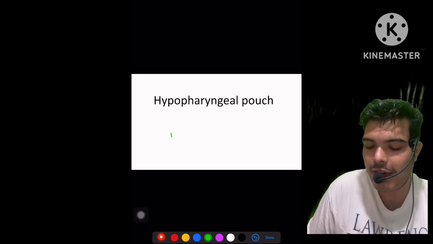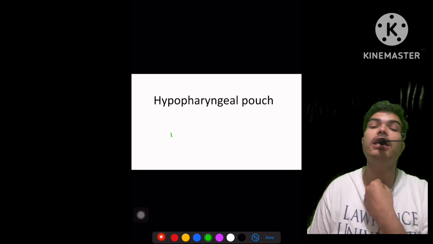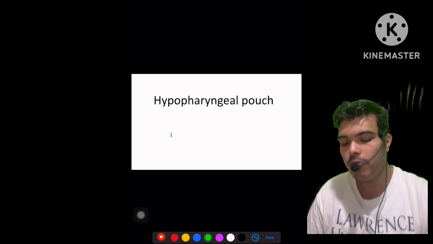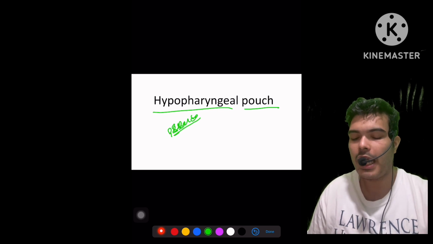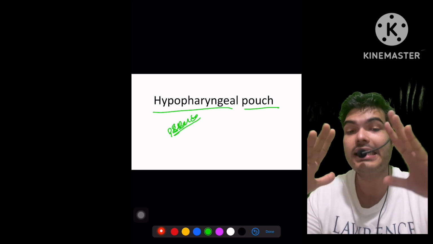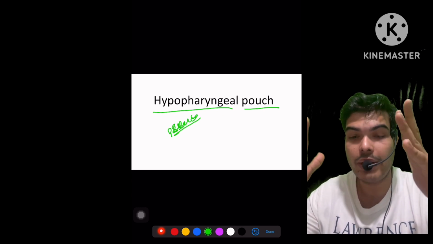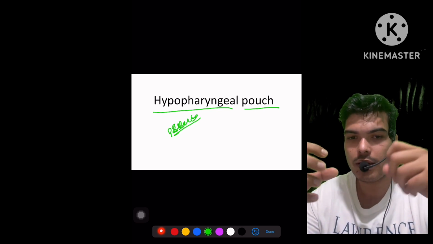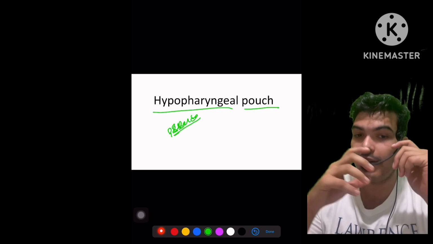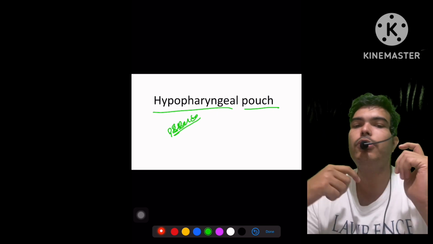Okay, and hypopharyngeal pouch or Zenker's diverticulum is seen because of the excessive contraction of the cricopharyngeus muscle. So you have two muscles, one is the thyropharyngeus muscle and the other one is the cricopharyngeus muscle. The thyropharyngeus muscle goes obliquely, whereas the cricopharyngeus muscle is straight. Now what happens is whenever there is a sudden contraction of the cricopharyngeus muscle, there will be this area of weakness. Wherever there is this area of weakness, it will actually come outside.